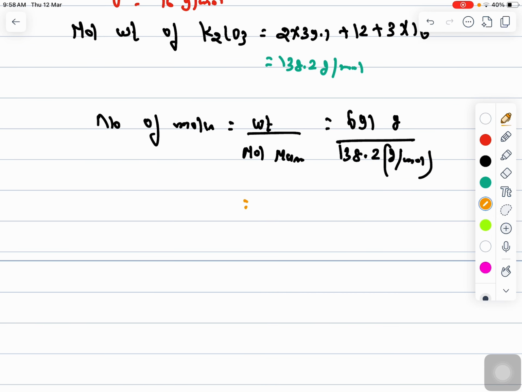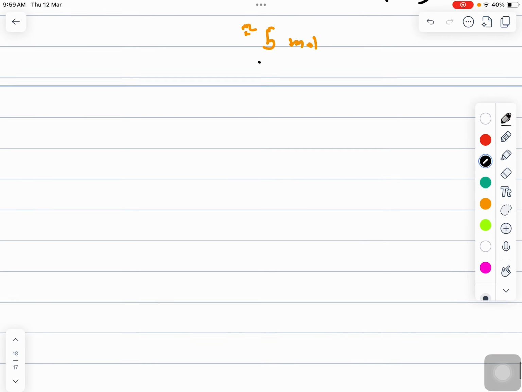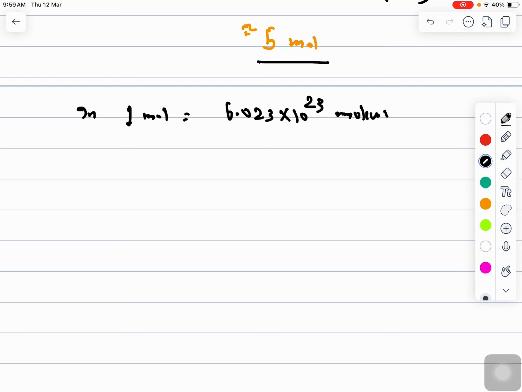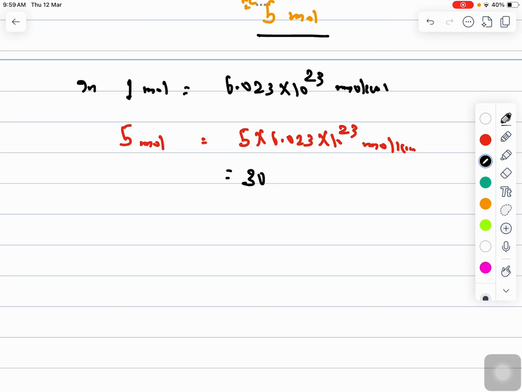So once you calculate these things, you will get approximately 5 mole, right? So you have 5 moles of K2CO3. In 1 mole, any molecules or any atoms contain 6.023 into 10 to the power 23 molecules, right? So we have 5 moles. In 5 moles it will contain 5 multiplied by 6.023 into 10 to the power 23 molecules. So if you calculate this, it will be equal to 30.115 into 10 to the power 23 molecules, right? So this is a very simple problem that you can solve.